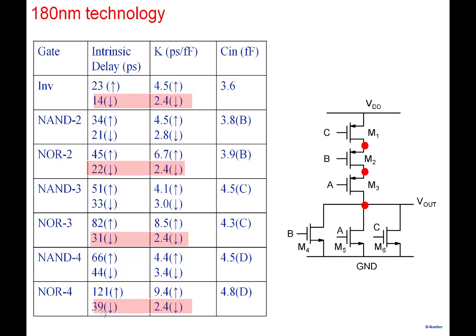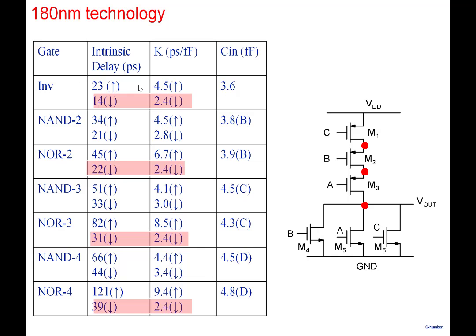Note that this is only 39, but look at the other side here, the pull-up. The pull-up has gone to 121. So if I start comparing the pull-up part here, 23, 45, 82, and 121, look at the pull-up delay, how much it is increasing. So for that reason, again, as I said, you won't increase.